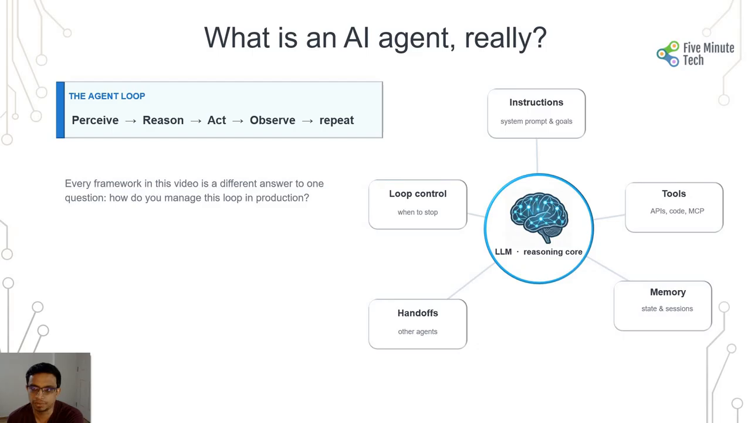So you have first of all the instructions, system prompts and the goals. You have tools, that is the APIs, the code which you write, and the MCPs, both the clients and the servers, and then the loop control and when to stop, and the handoffs, that is passing on to agents or sub agents, and the way to maintain your memory, that is the state and the sessions. That is all combined inside the LLM reasoning core.